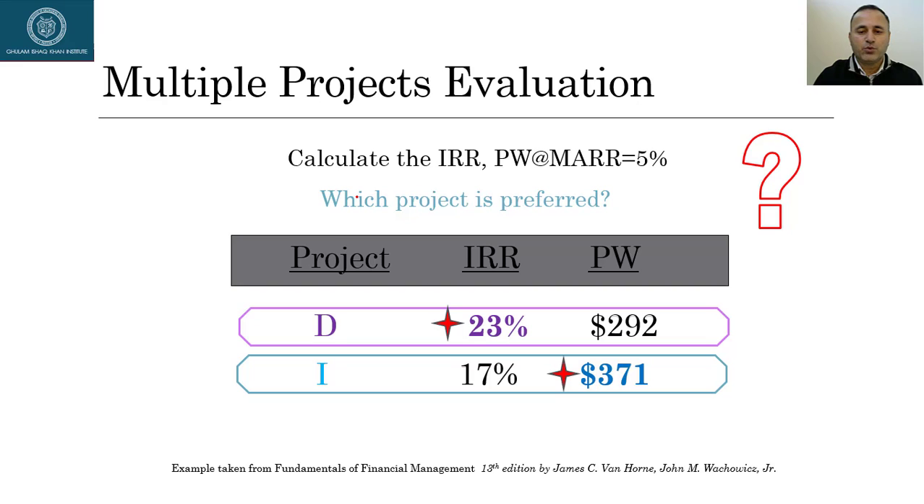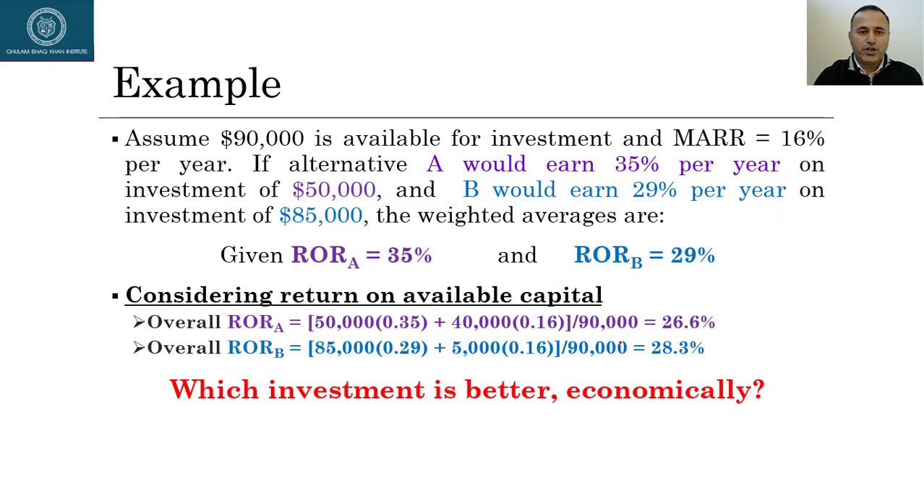And I asked you a very simple question: if we rank these projects based on IRR, project D is feasible. It is more preferable. But if we compare the projects based on PW, project I is selected. So the thing that I wanted to convey with these two examples, in another example, if we are considering the individual project rate of return, we will choose project A or project B.